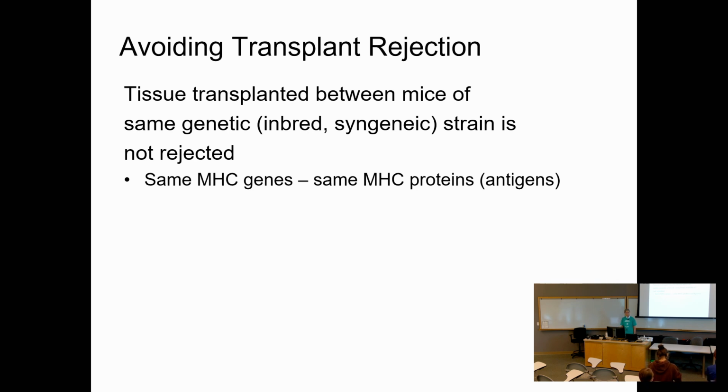So we know that when we're talking about mice, one way to avoid rejection is to transplant tissue between syngeneic mice, from one mouse to another. With the same MHC genes and the same MHC proteins, two mice can exchange tissue. So the question is, what's the equivalent in humans? Does anybody know?